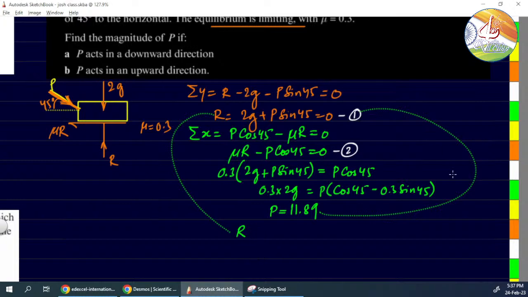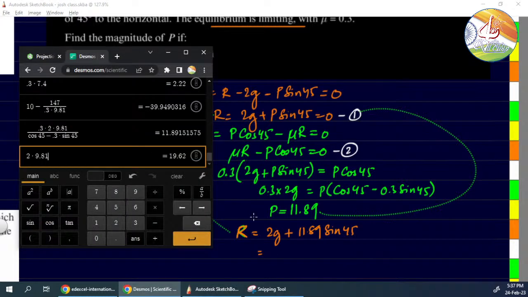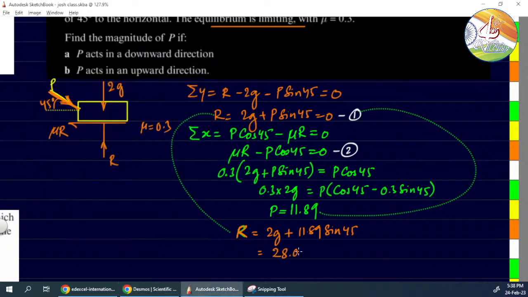What is the value of R? R will be 2g plus P, and P is 11.89 times sine 45. So find it: 2 into 9.81 plus 11.89 into sine 45. 28.03, correct? Both are in newtons. So that is the P value we found if it is acting downwards.